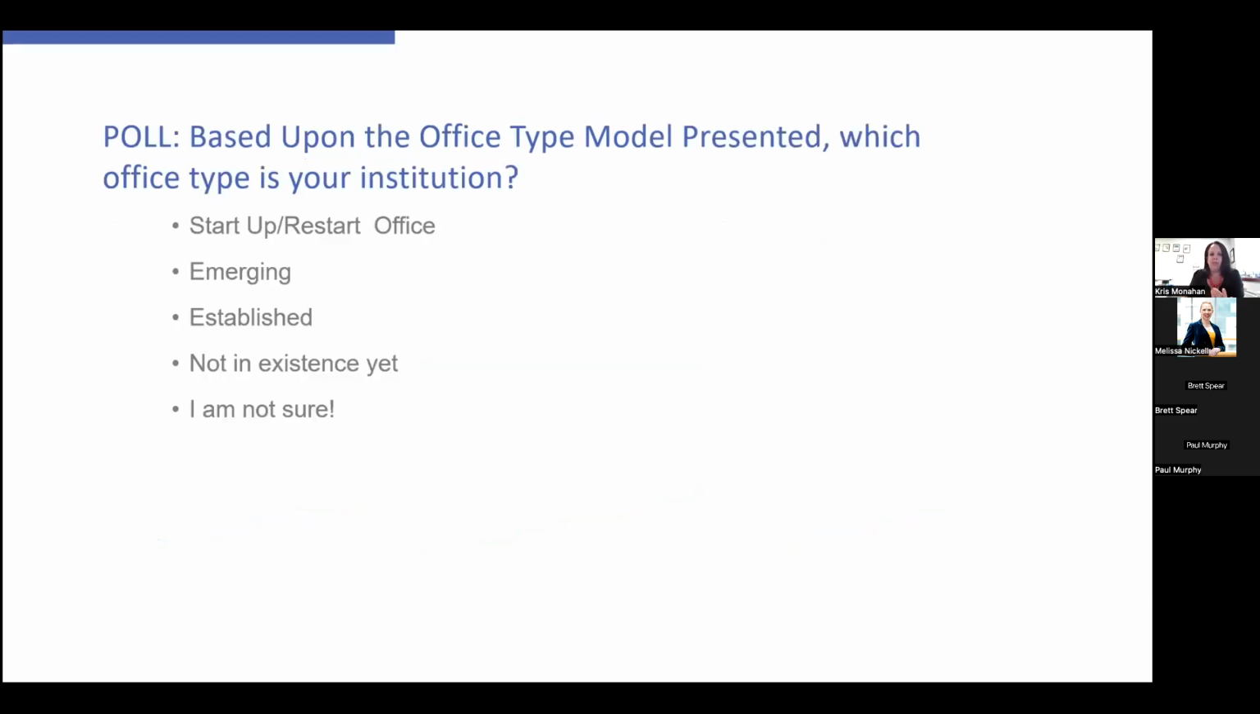And so what you see on the screen is the poll we're not going to do, but I'll ask you when we go live later to maybe share how many of you are in each of these situations.